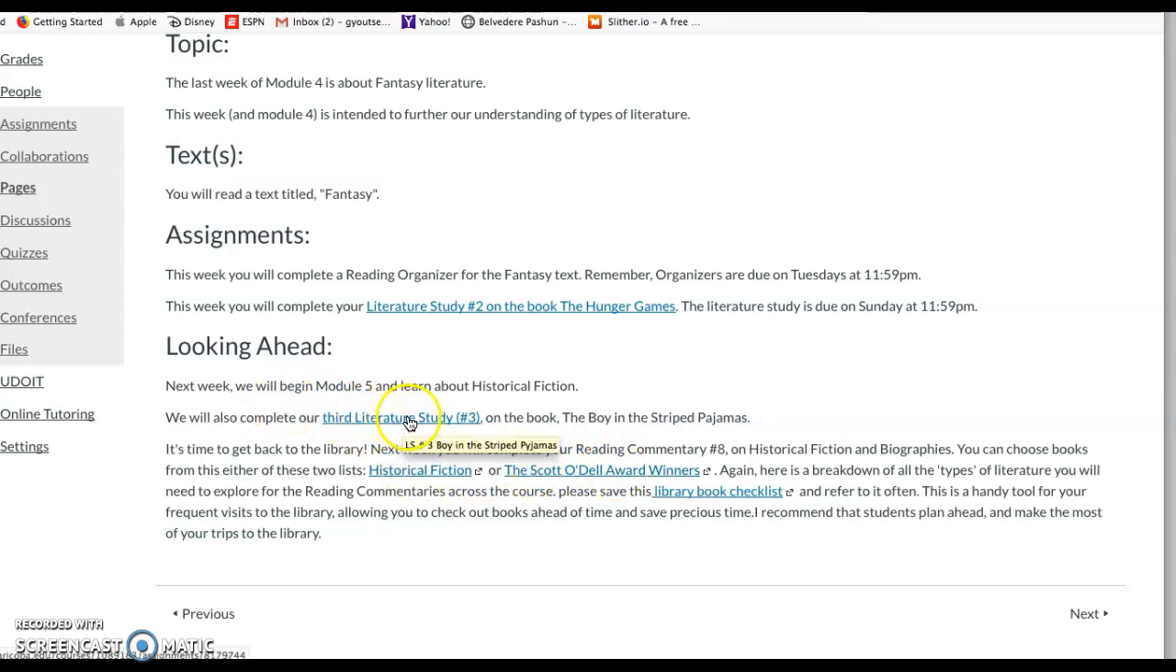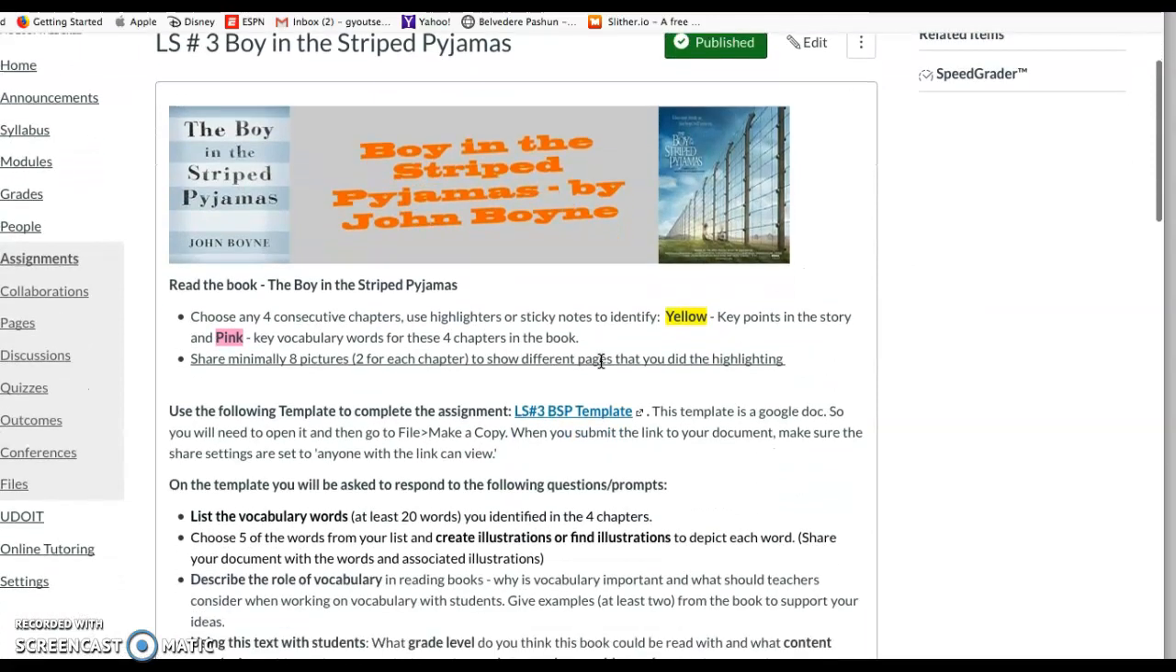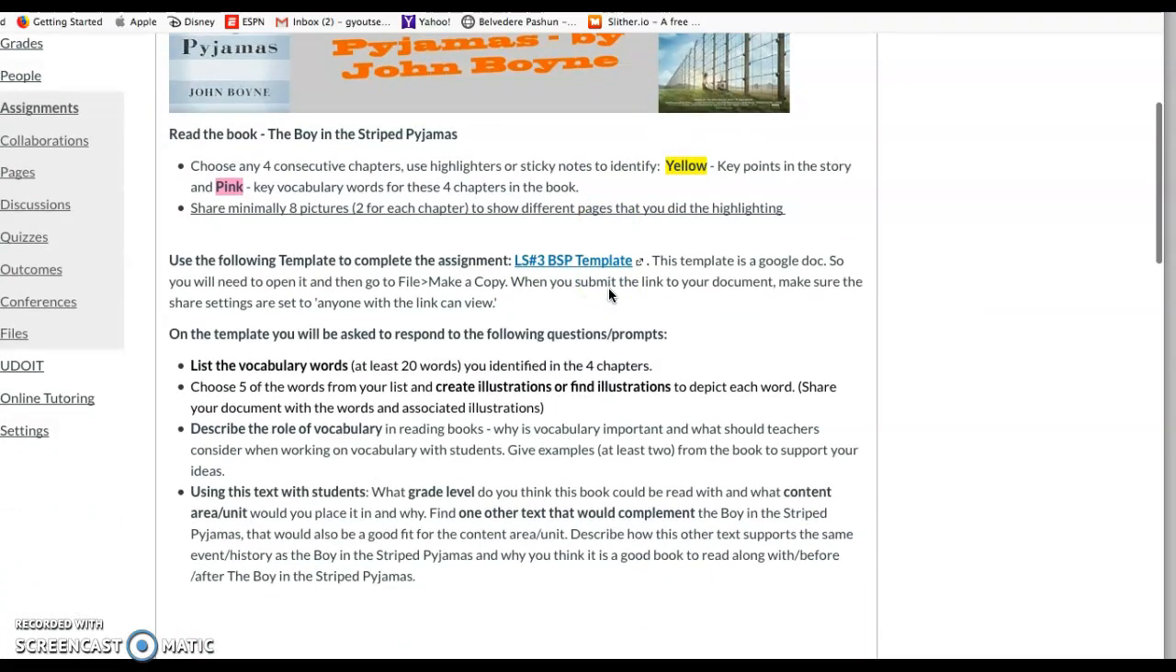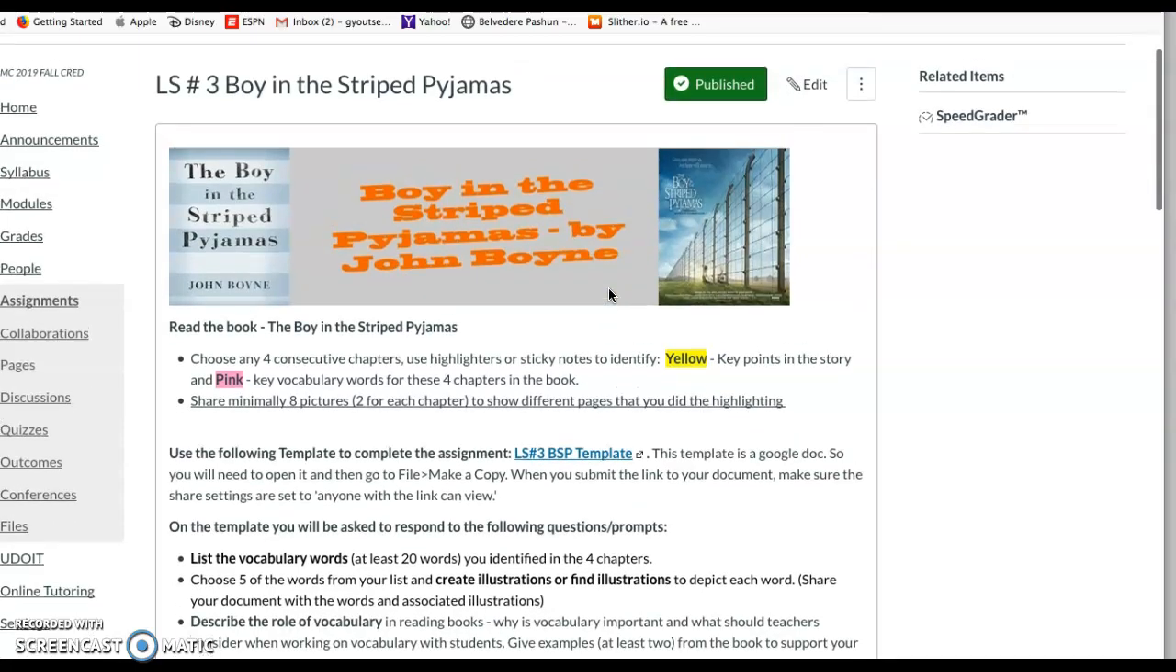We also have another upcoming literature study, which is going to come up pretty quickly in the next module. It's Boy in the Striped Pajamas. This is a book you're going to want to check out from the library pretty soon, or download onto your e-reader, or buy if you prefer that. But this book gets checked out pretty quick.